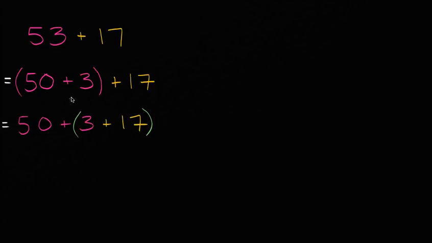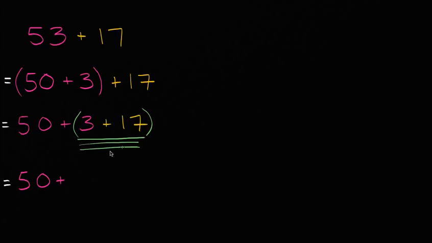And this is just a property of addition that I could do this. I could change the order in which I'm adding. So here I'm adding 50 plus 3 first. Here I'm going to add 3 plus 17 first. And so what's this going to be equal to? Well, I have my 50 plus, now what's 3 plus 17?